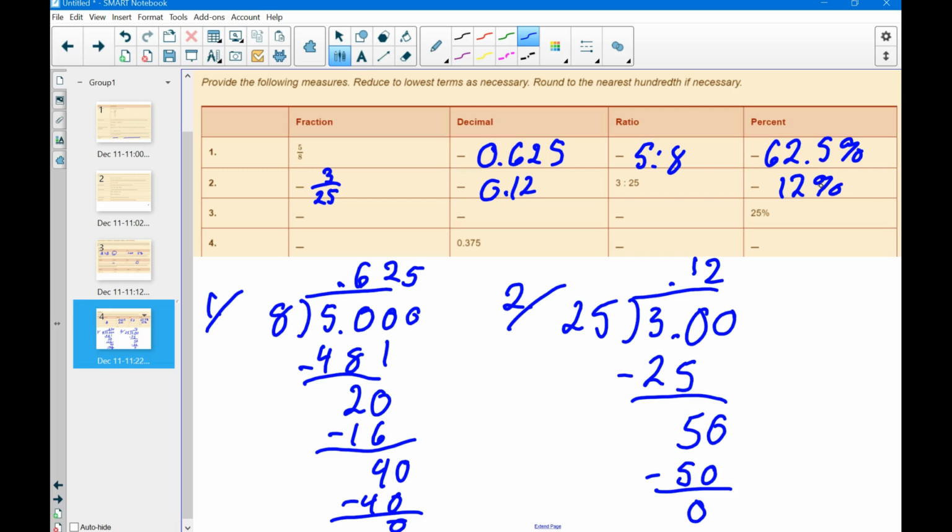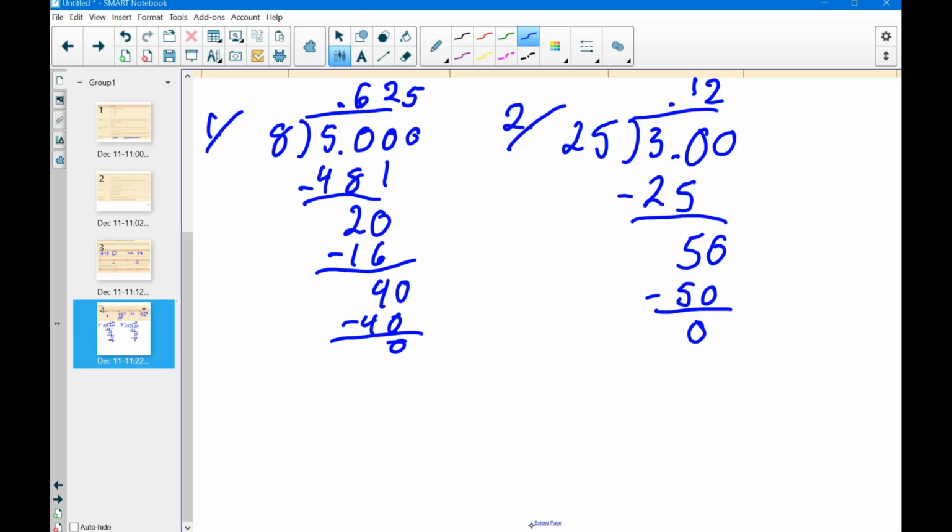So now look at the next one. We have 25%. As a decimal, it's going to be 0.25. 0.25 as a fraction. This is number 3.